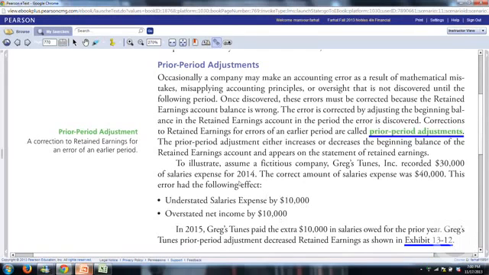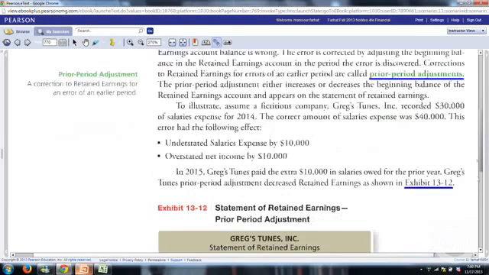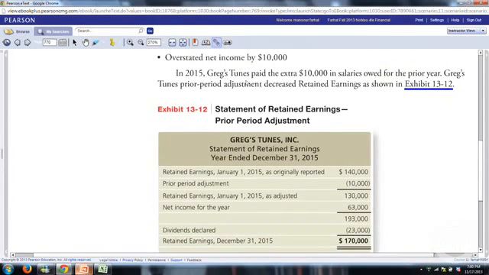Now when did this happen? This happened in 2014. And we are in 2015. So what happened is this. Once we get to the second year, all expenses are closed. So we cannot go back and change the expenses because the expense accounts are closed. So what do we need to do? We need to adjust the beginning retained earnings. So what we need to do, we need to adjust the beginning retained earning.